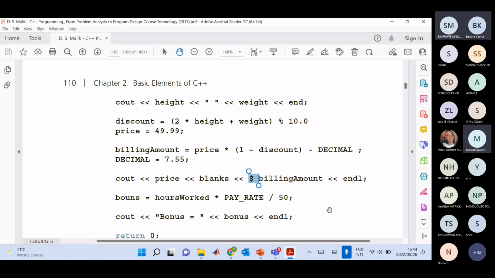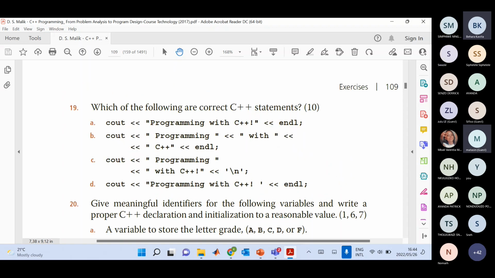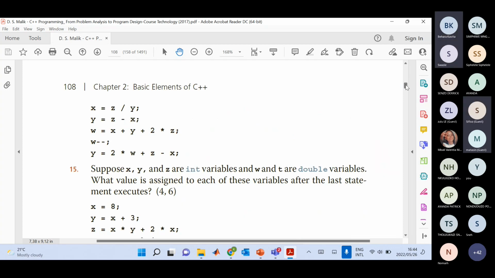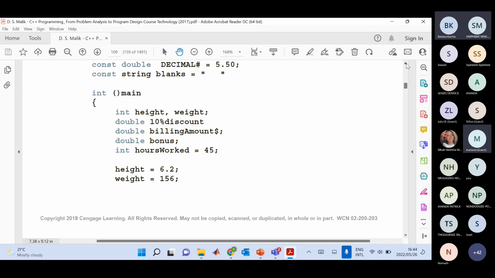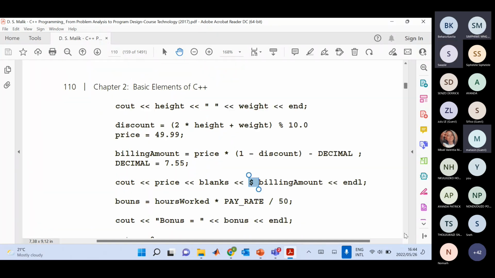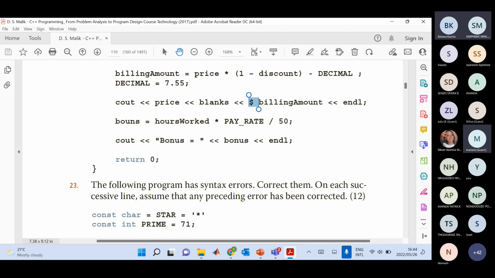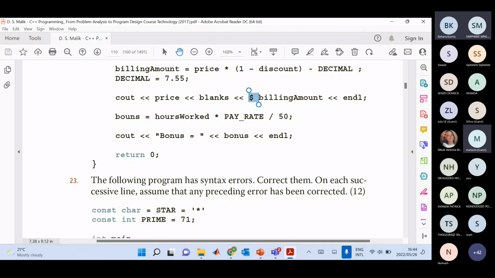Then what else? In this one, hours worked times pay rate. Did we declare hours and pay rate? Did we declare that in the question? No, we did not declare it. We did not declare hours worked, and we did not declare pay rate. Can you see that? So you have to declare this pay rate value. You need to make sure that every variable is declared correctly. Am I clear?